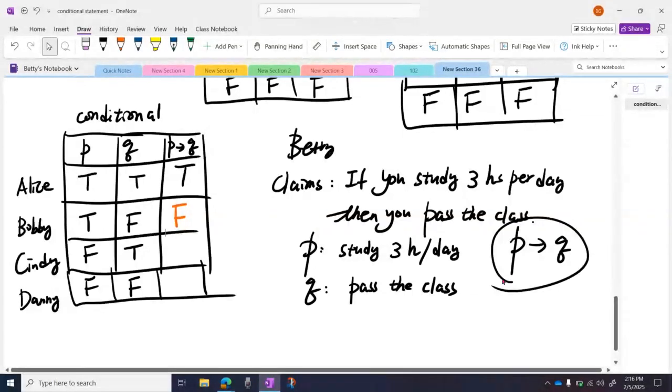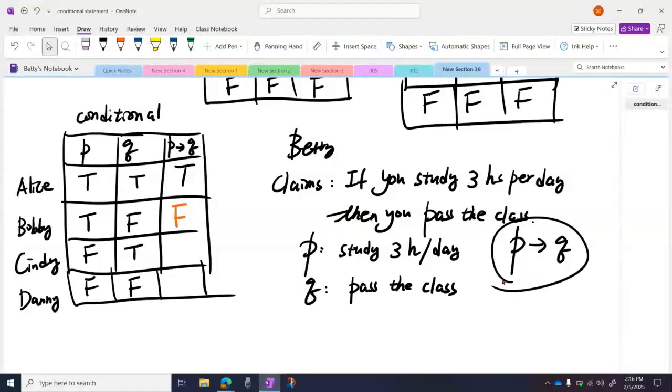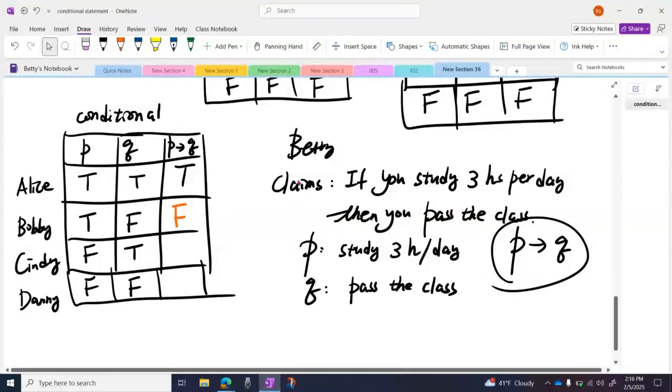You said if I study 3 hours every day, I pass. I studied 3 hours every day, did not pass. Okay, so my claim is logically false, right? In Bobby's case. And what about Cindy's case?